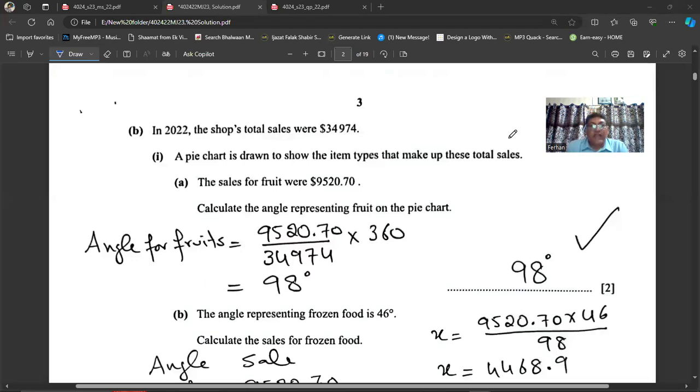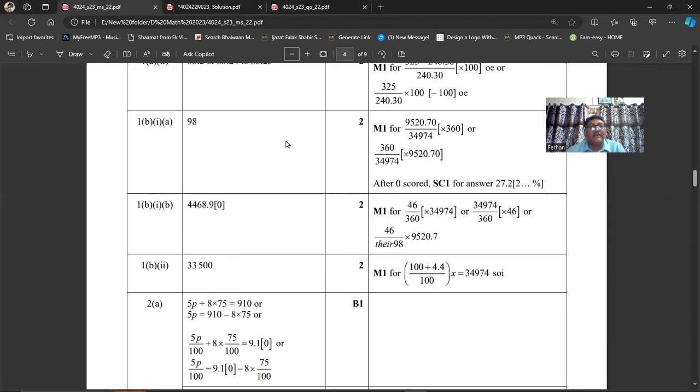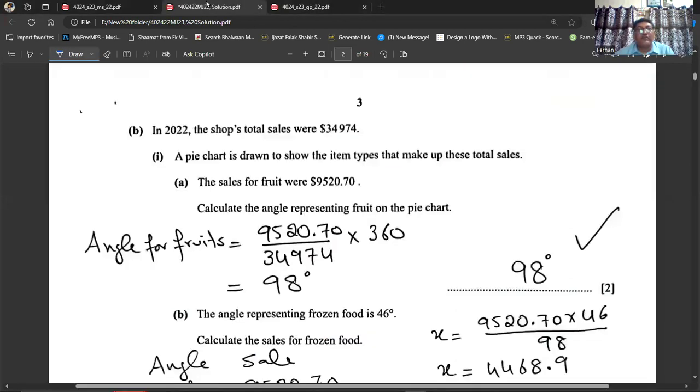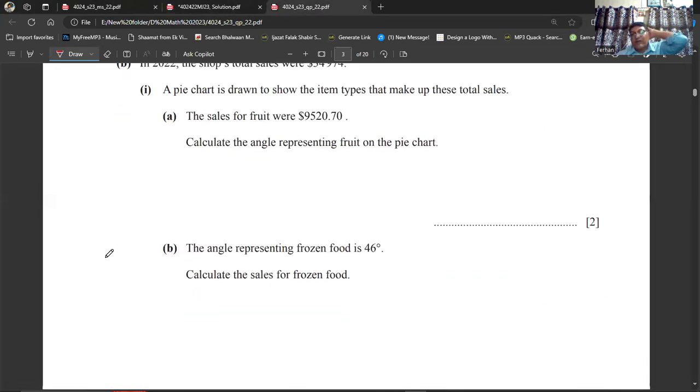So the angle for the fruits will be 9,720.70 divided by 34,974 multiplied by 360, and that will be 98 degrees. So the angle will be 98 degrees. 98 degrees is the right answer. This is my solution. And here we go. Then we have the B part, the next portion.